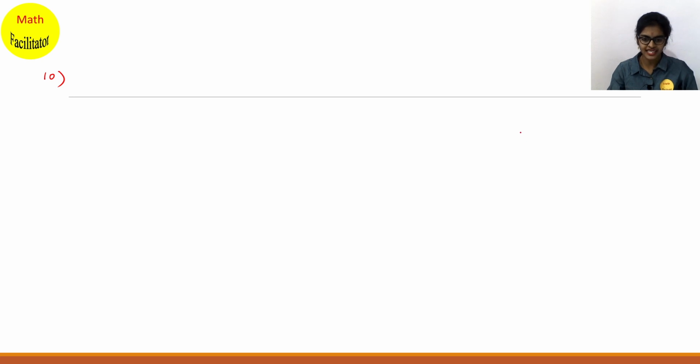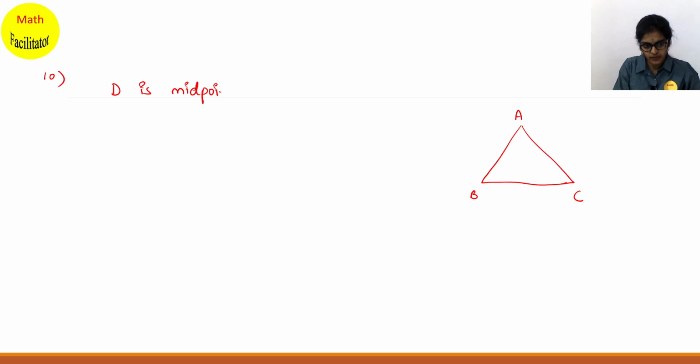In an equilateral triangle ABC, D is a midpoint on side BC, and BD is equal to 1/3 of BC. Sorry, D is a point on side BC.